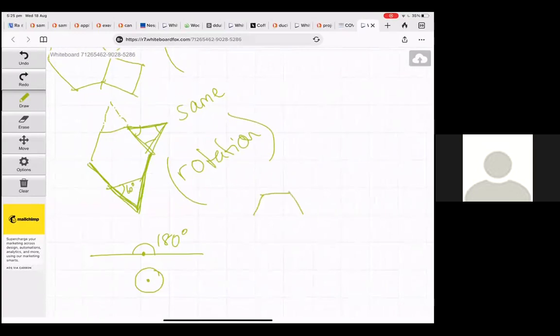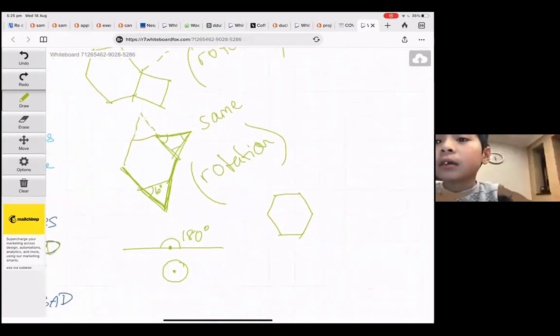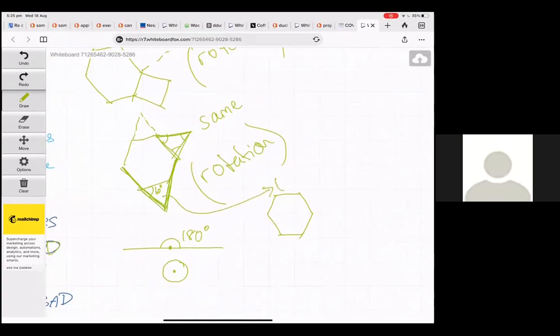If it's 60 times the whole triangle, that must be 180. Yes, that's it. 60 times 3 equals 180. Very good. That's because there are 3 angles in a triangle, and the angle sum of a triangle is 180 degrees.